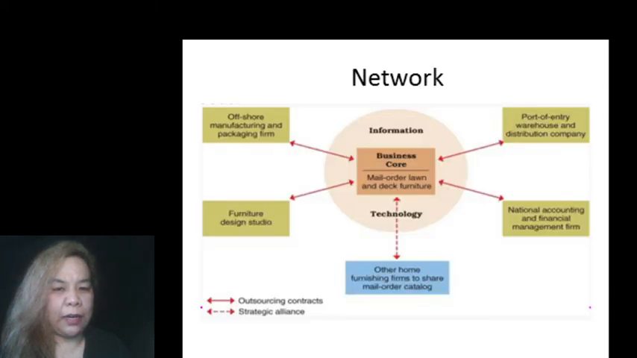Next, we have network. Actually, for the next two types, they're said to be the same. You will see actually some similarities. So network organizational structures are formed by having a core of full-time employees working together with outside partners who provide support or supply services. So that is what you see on our screen right now. This is the business core. And they work together with outside partners. These are different organizations.